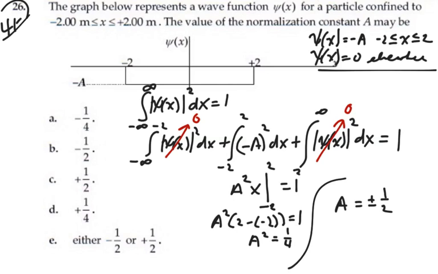However, we can see from the graph that our function psi of x is less than 0 over this range, so we choose the negative portion of A. So A is going to be equal to -1/2. So that will be our answer. A is equal to -1/2.